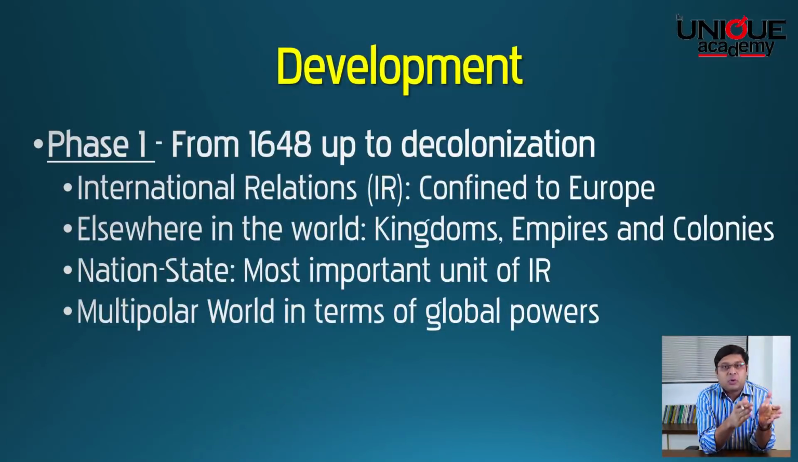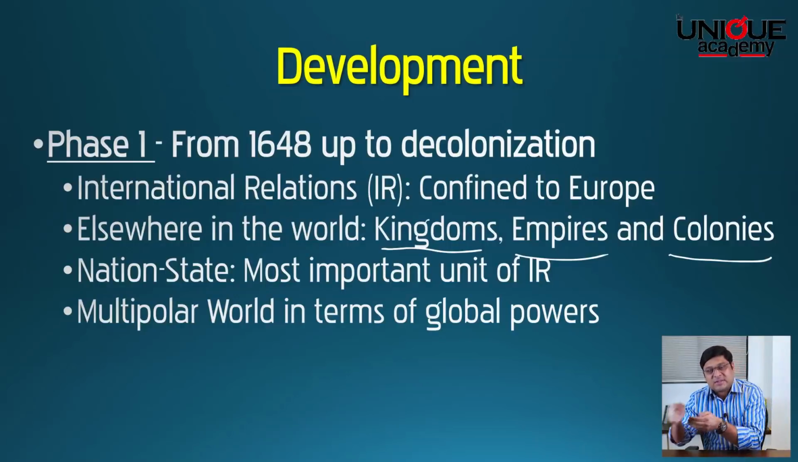We'll begin with phase one, which starts from 1648, that is the Treaty of Westphalia, up to the process of decolonization. In this period, international relations were confined to Europe because in other parts of the world, there were kingdoms, empires, and colonies. So in the strict sense of the term, even though foreign affairs existed in terms of nation state, international relations were confined to Europe. Nation state happens to be the most important unit of international relations during this phase, and that is precisely because it is the most important actor in international relations.